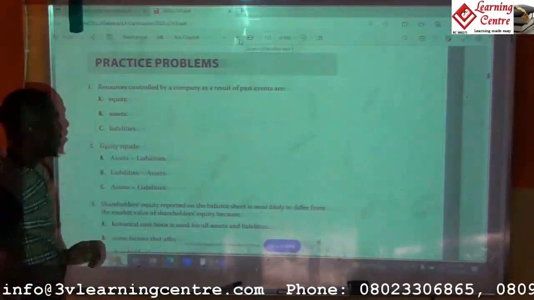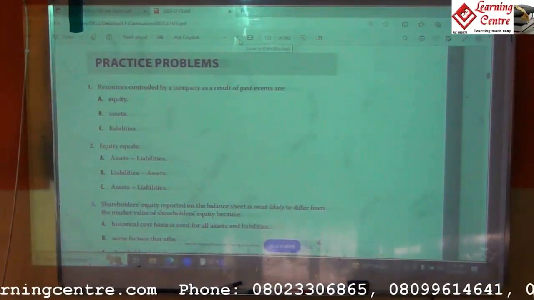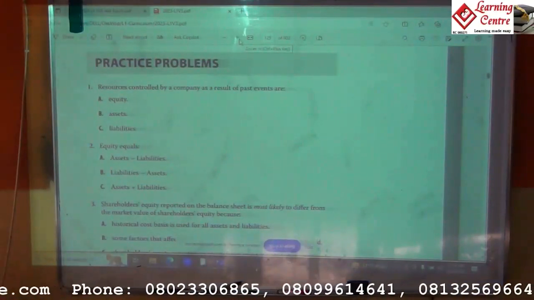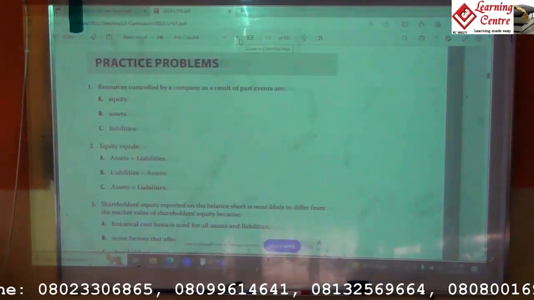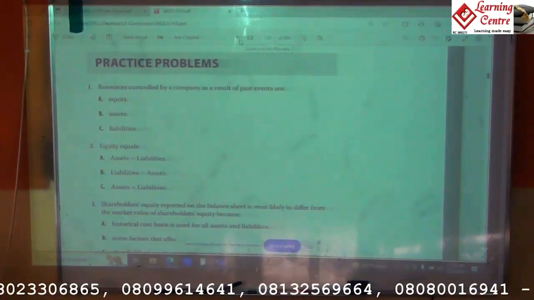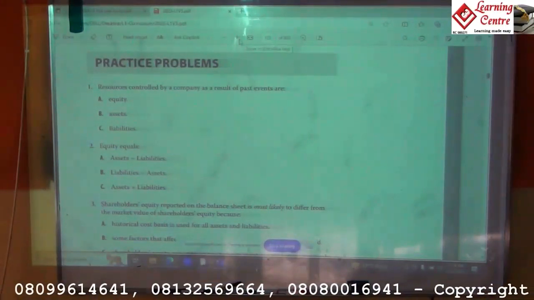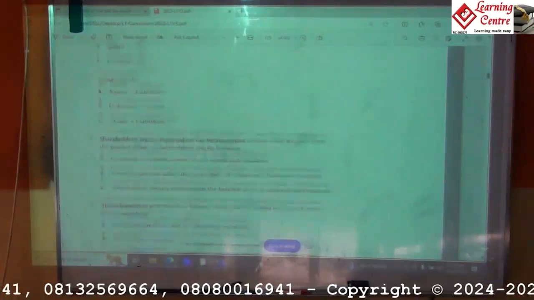Yeah, let's go on. Resources controlled by an entity as a result of past events is called what? Assets. Thank you. So equity equals assets minus liabilities. So we are fine. Is it correct? Okay, thank you. If you have any issues, please stop us.